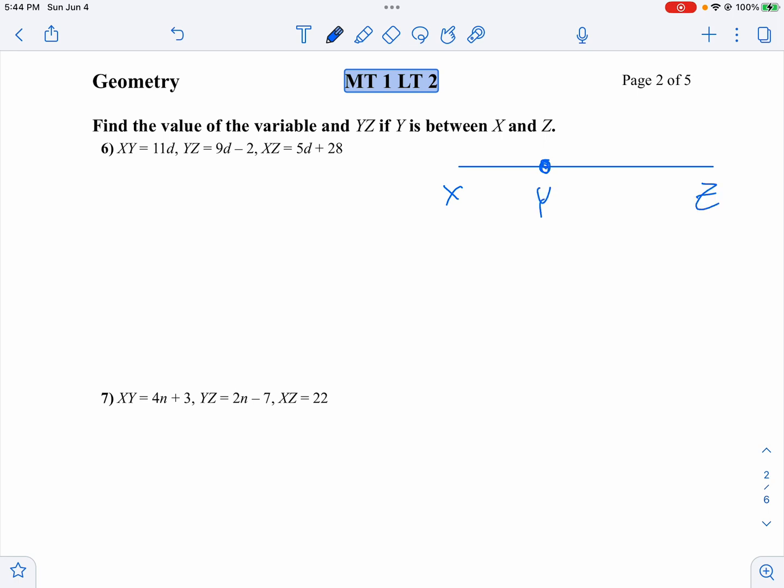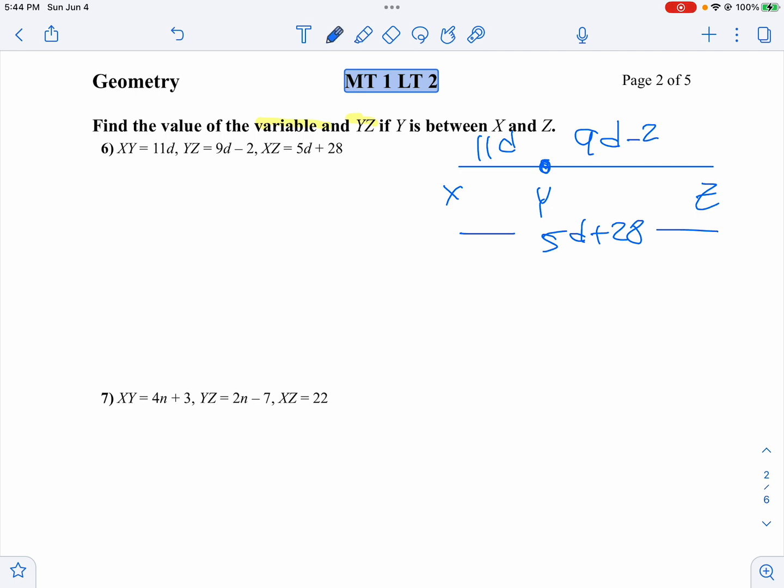So if I look on question number 6, x to y is 11d. I know y to z is 9d minus 2. And we know x to z is 5d plus 28. And notice on this question, I want you to do two things. I want you to find the value of the variable, and I want to find the length of yz. So I'm going to have two answers here.